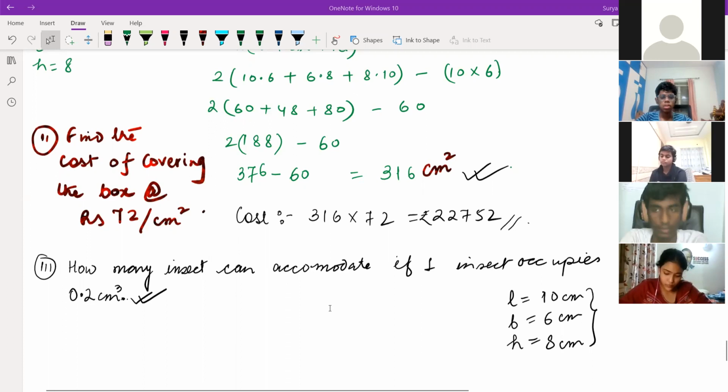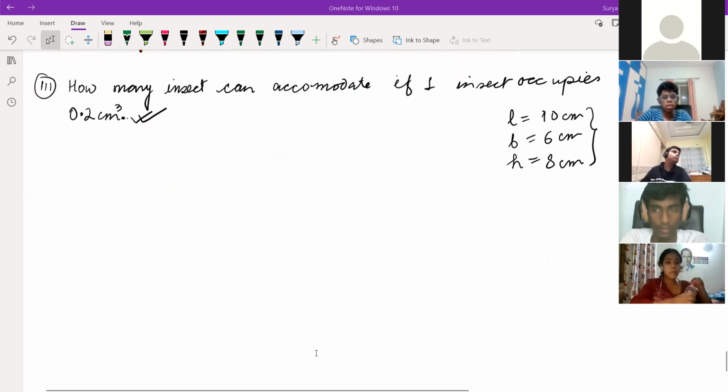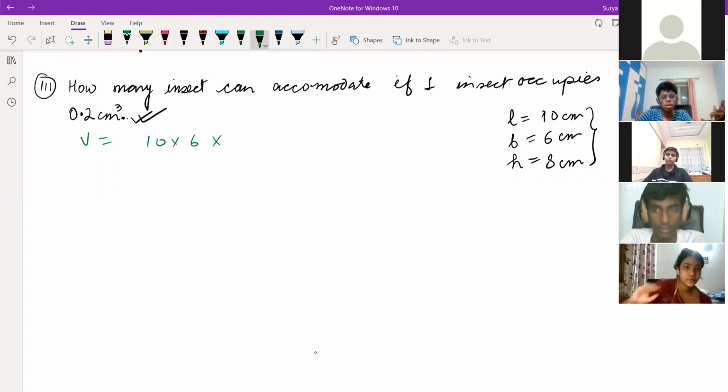Shriyanvi, I extended and divided by that 1. Okay, anyway, I'll just check what answer you are getting. See, first, what is the volume of this? 10 into 6 into 8 is 480. Yes, 480 centimeter cube, right?